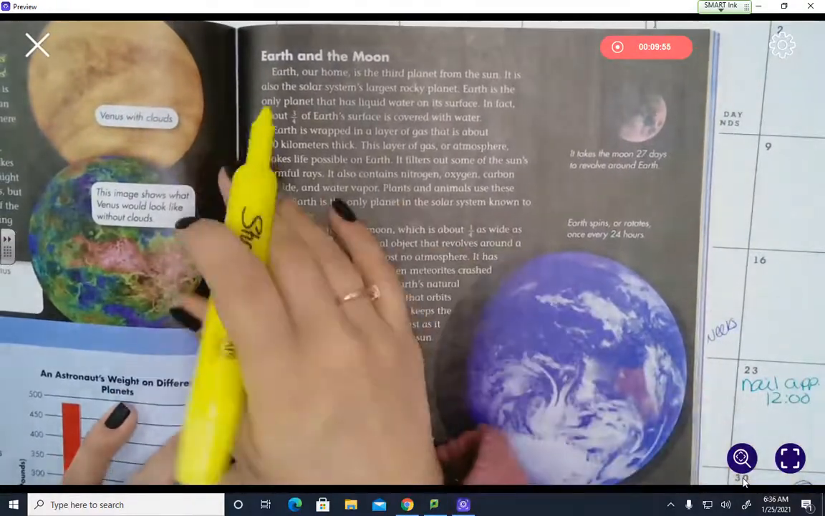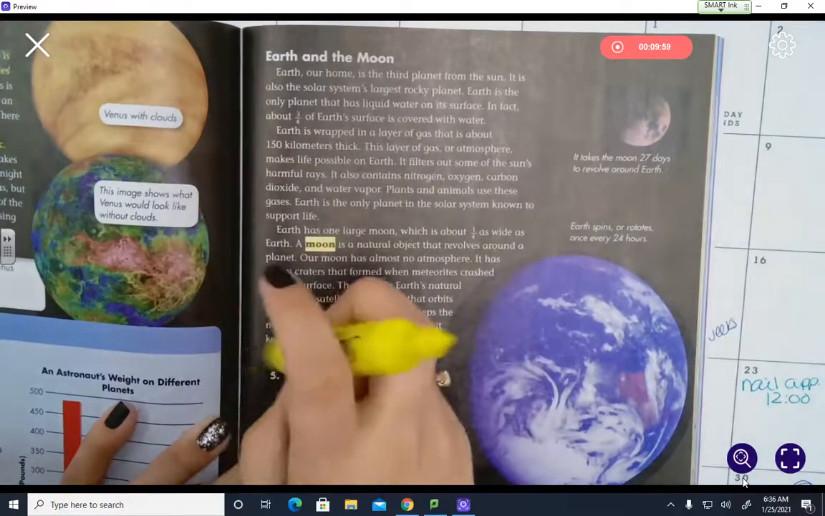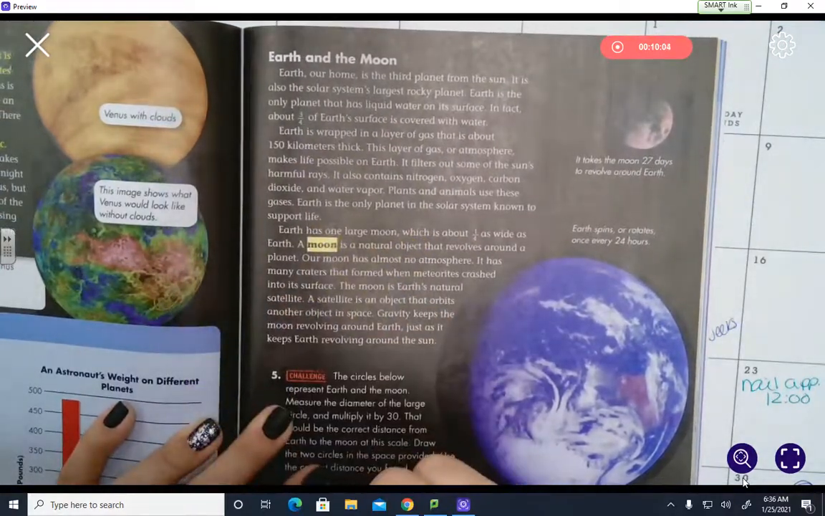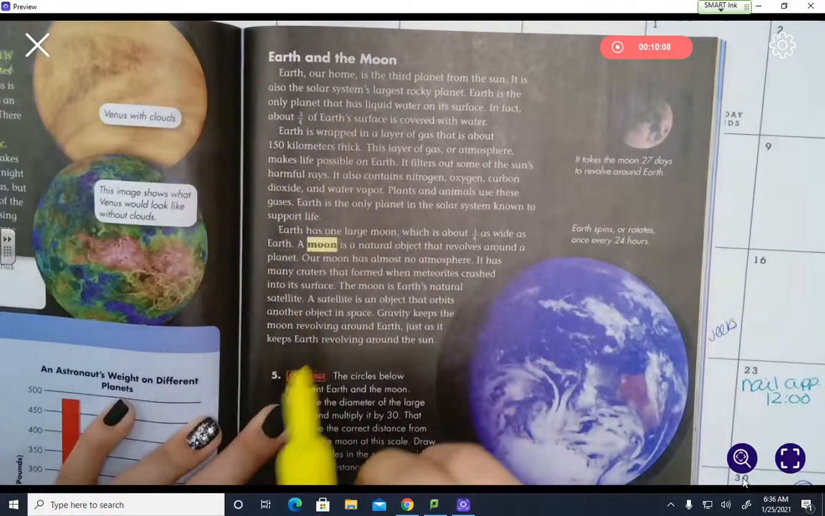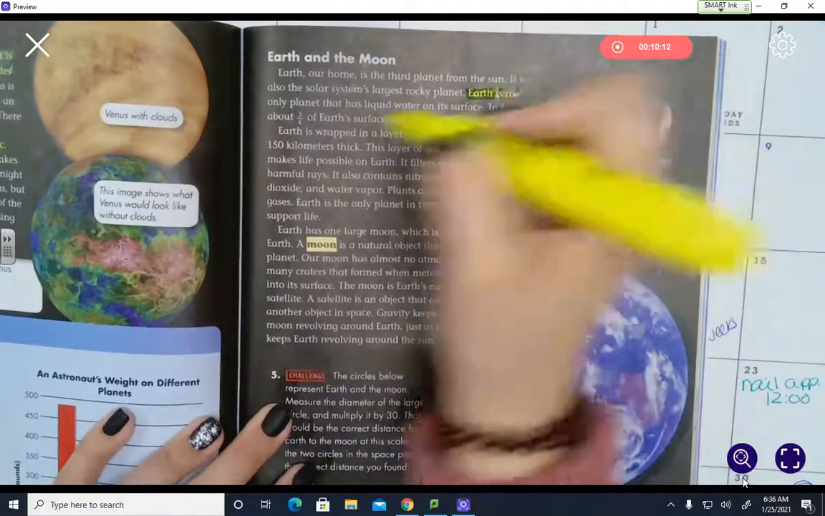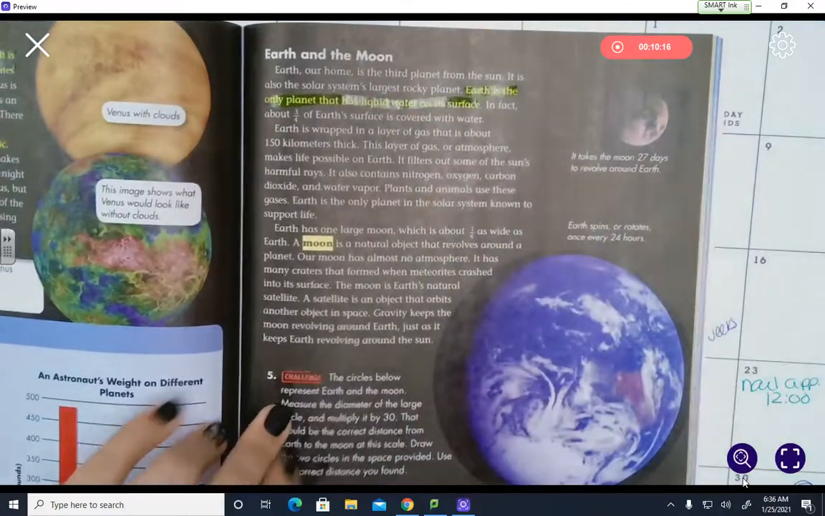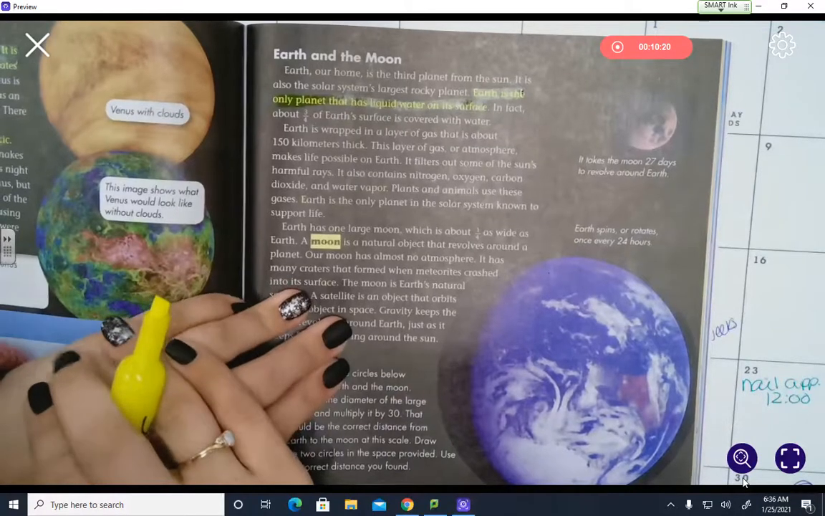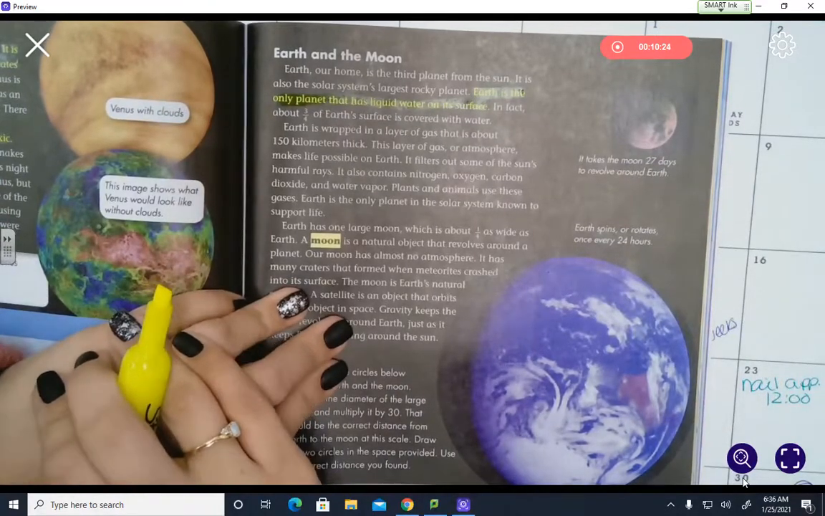All right. Earth, our home, is the third planet from the sun. It is also the solar system's largest rocky planet. Earth is the only planet that has liquid water on the surface. I want you to highlight that because I've had a lot of people ask me if other planets have water. Well, there's your answer. Earth is the only planet that has liquid water on the surface. In fact, about 3/4 of Earth's surface is covered in water.